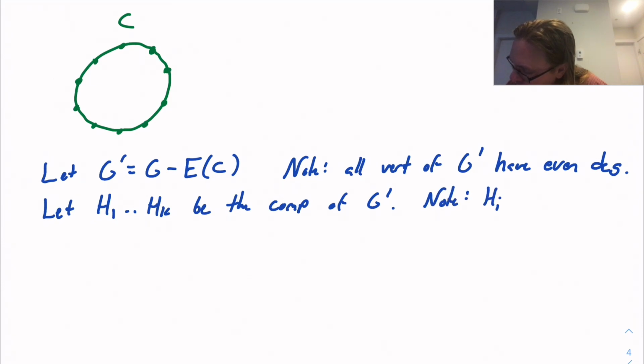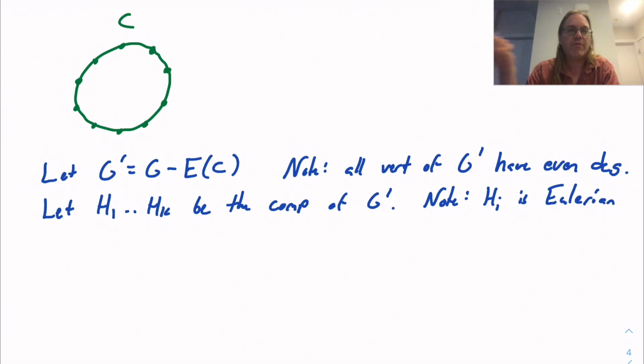So I'll just note that Hi is Eulerian. Remember that being Eulerian just means you have an Euler walk, this closed walk that uses every vertex and every edge exactly once. Okay, so this is very good news because we get to apply induction.